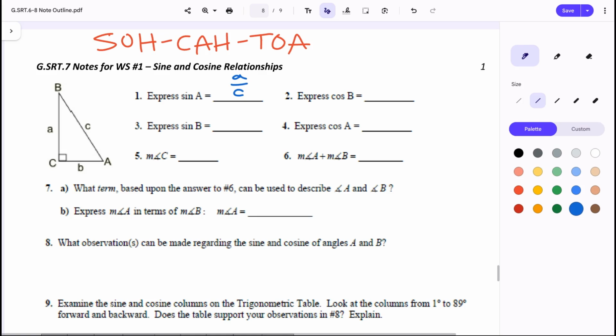Okay, now if we were to do sine of B, so right underneath that, sine of B would be switching our reference angle up here, and we would go opposite over hypotenuse, so that would be B over C. Okay, so now if you think about this to yourself, for numbers 2 and 4, I want you to write out what would cosine of B look like and what would cosine of A look like.